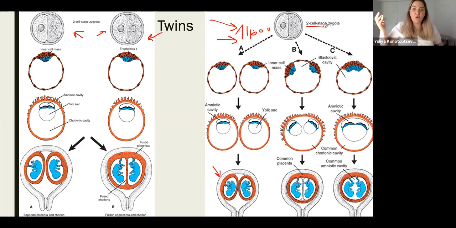No, because it's so early, right? 2-cell zygote. Why share if I can make my own? You're going to see 2 placentas, 2 amniotic cavities, and 2 chorionic cavities, the same as here.